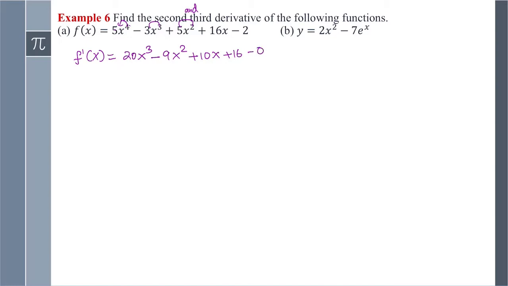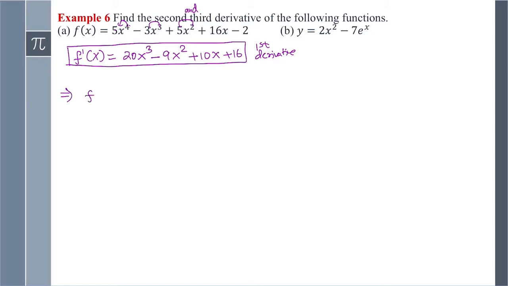So we don't even have to write this, so we can just erase that. Okay. Now, this is the first derivative. So this is called the first derivative. Now let's go ahead and find the second derivative. Second derivative means f double prime of x equals, we just find the derivative of the first derivative. So this is 60x squared minus 18x plus 10. So this is the second derivative.